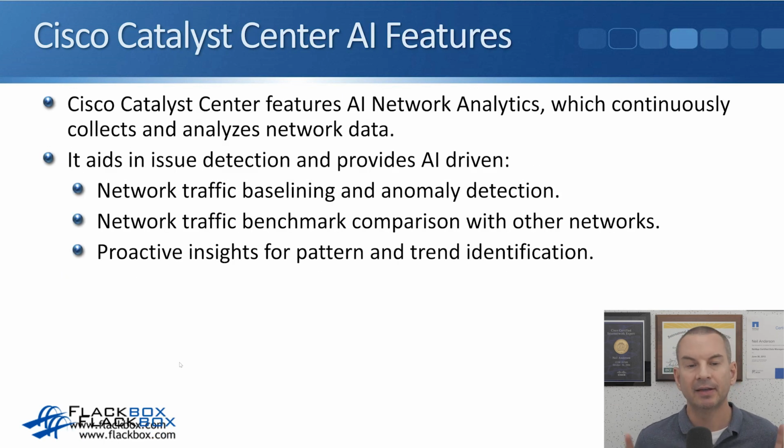Okay, so let's talk about Catalyst Center first. You already know about how that works, so I'll cover the AI features here. It features AI network analytics, which continuously collects and analyzes network data. It aids in issue detection and provides AI-driven network traffic baselining and anomaly detection. So it checks what the normal traffic patterns are in your network and it detects any changes from that. Network traffic benchmark comparison with other networks, so you can compare your traffic patterns and performance with other networks, and proactive insights for pattern and trend identification.